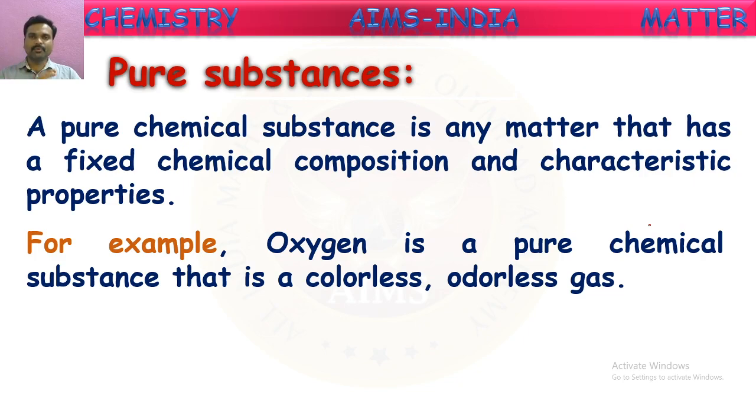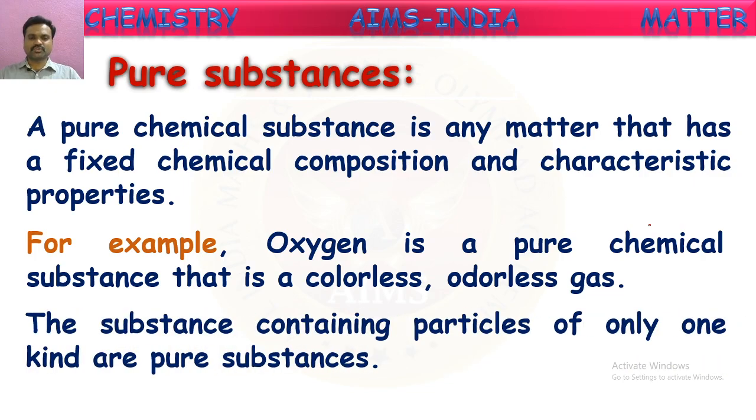So it is a pure substance, and it has some characteristic properties: it is colorless, odorless, and it is even a supporter of combustion. There are some peculiar properties for it. These are unique for oxygen gas, because it is made up of only one kind of particles. Hence, it is a pure substance. Substances containing particles of only one kind are pure substances. Yes, we told this. If it contains only one kind of particle, then it is called a pure substance.